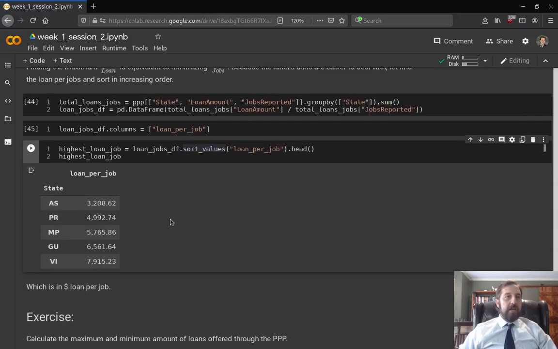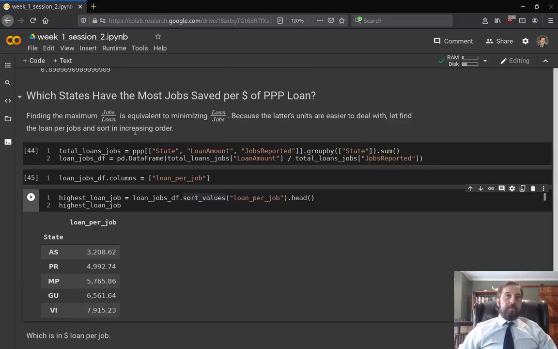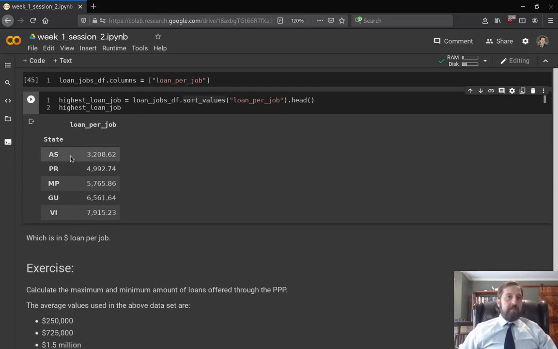And we can see the lowest loan per job, meaning the highest jobs per loan ratio, is American Samoa, I'd say Puerto Rico maybe. So these are all not actual states; these are territories, which is actually interesting. So these are where we got the biggest bang for our buck. Guam, Virgin Islands. Let's look at where we got the worst. It's interesting. Massachusetts, Virginia, D.C., Washington, and AE, no data. Excellent.